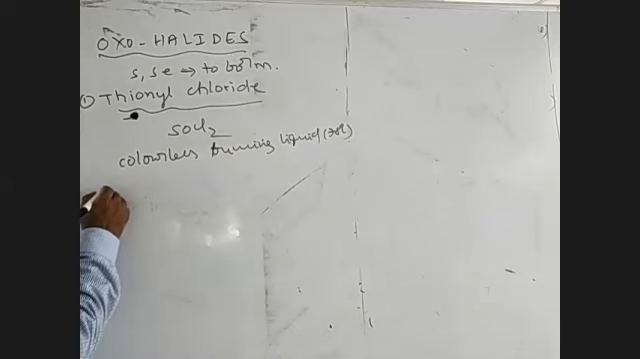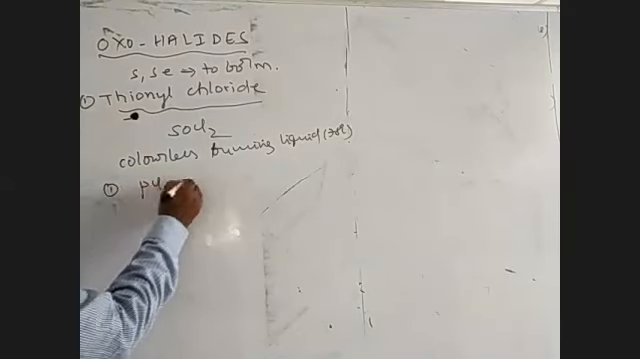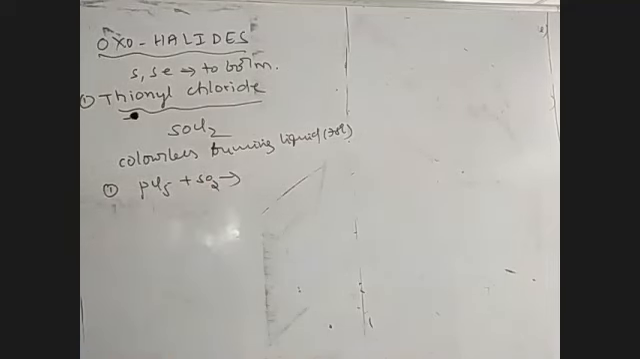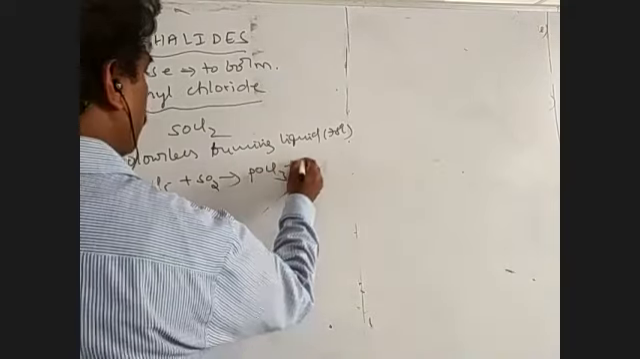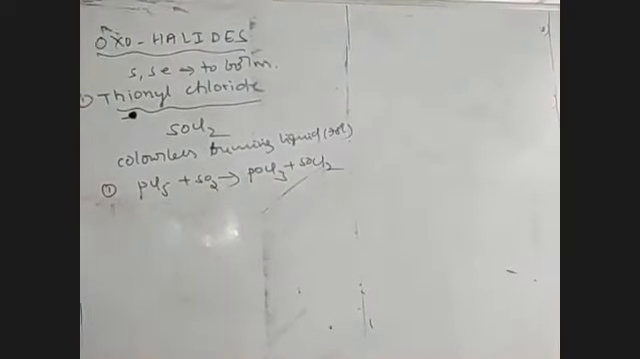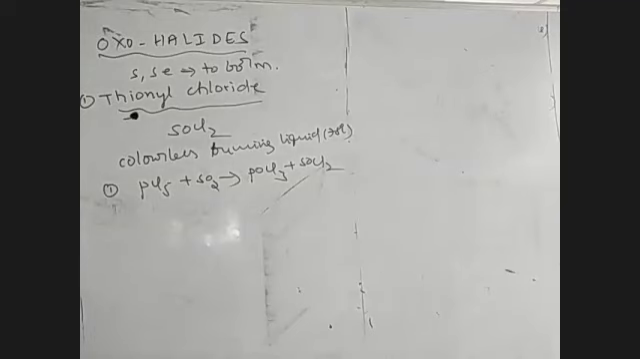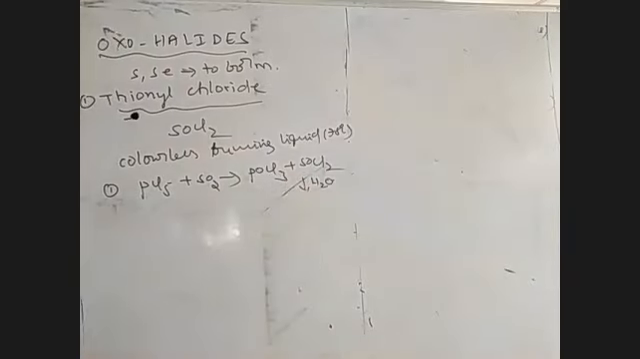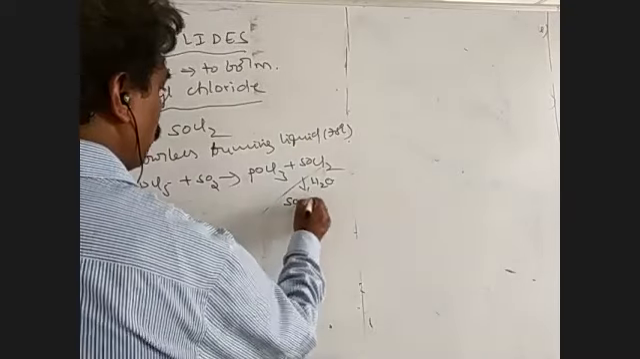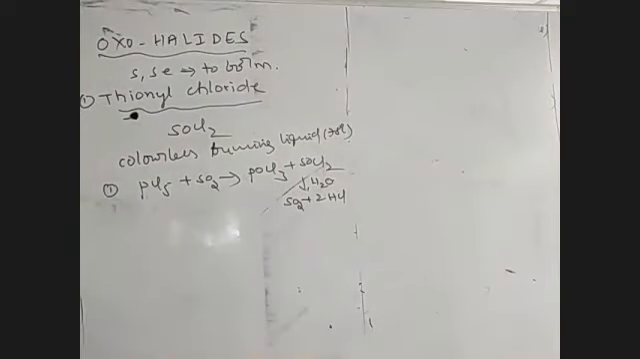Here these are prepared when PCl5 reacts with SO2. The PCl5 dissociates into PCl3 plus Cl2. The two chlorine atoms are present at axial positions. So to form POCl3 plus SOCl2, SOCl2 can be produced. Here SOCl2 on hydrolysis forms the compounds SO2 plus 2HCl.